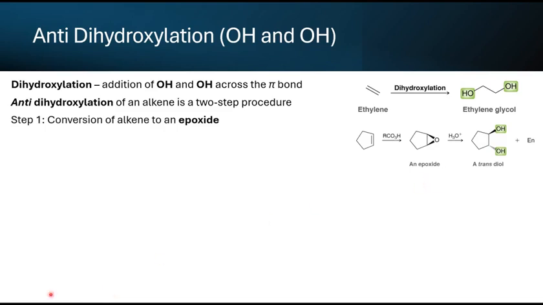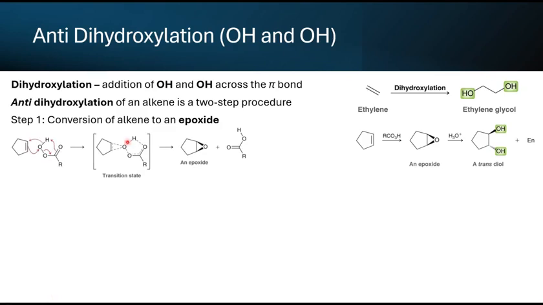Step 1. Conversion of an alkene to an epoxide. We must consider the acid that we're going to be using in a little bit. We have a transition state of the electrons either breaking bonds or making bonds. At the end, we end up with an epoxide.